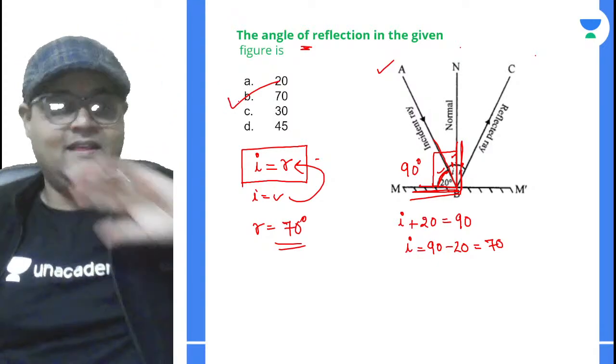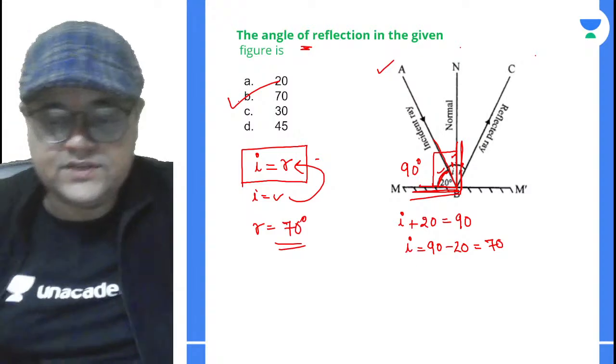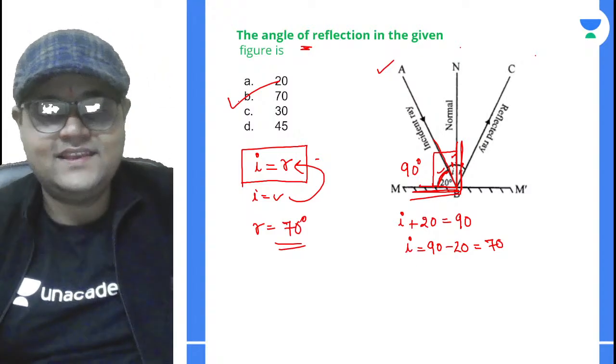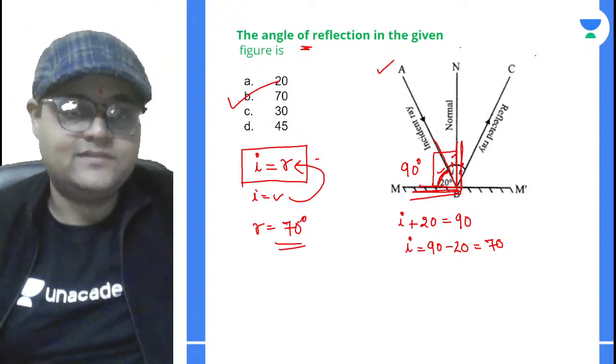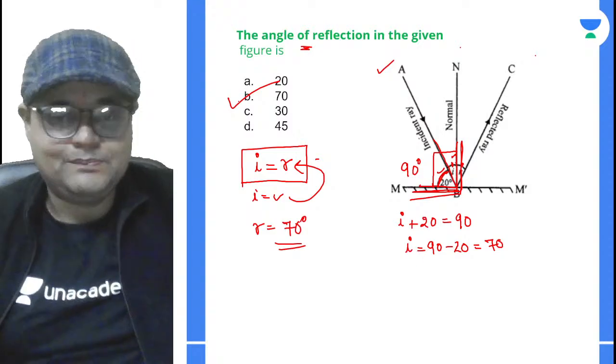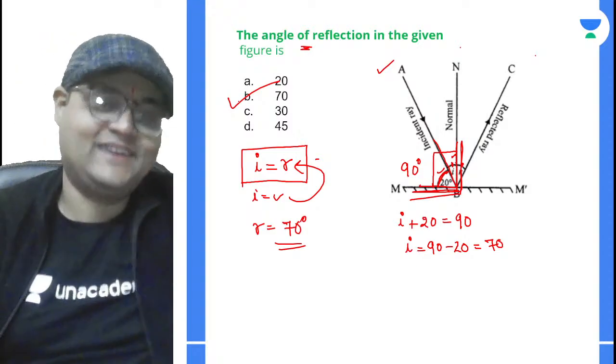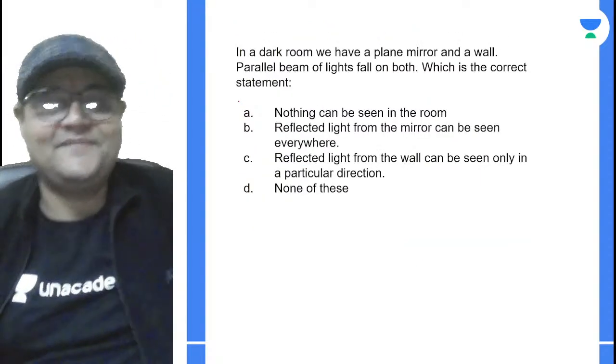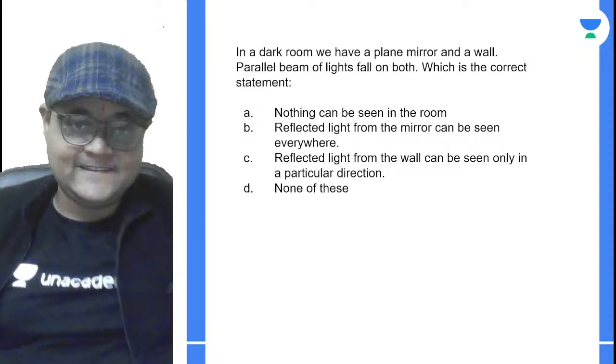One of the students told me that in most of the cases C is the correct option, so don't bluff that way. Here B is the correct option, right? Fine. Now let's see another. This is a very good question.